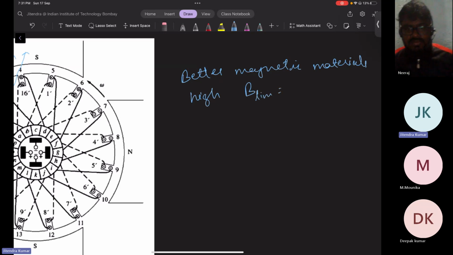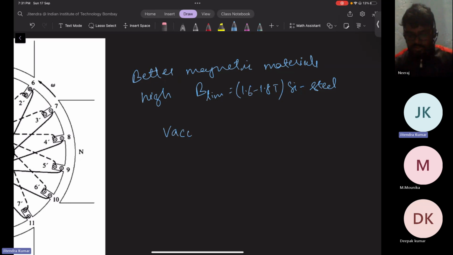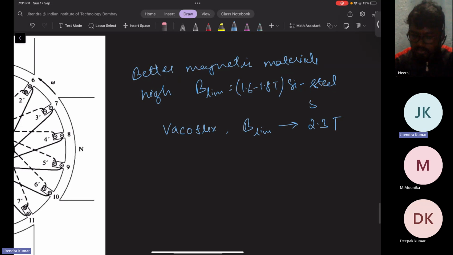Generally, it is 1.6 to 1.8 Tesla for silicon steel. Okay, I know another material, which is cobalt steel. If you go and search, its name is Vacoflux. I think the manufacturer is Vacuumschmelze. Its B limiting is up to 2.3 Tesla, and its price is 50 times more than silicon steel.